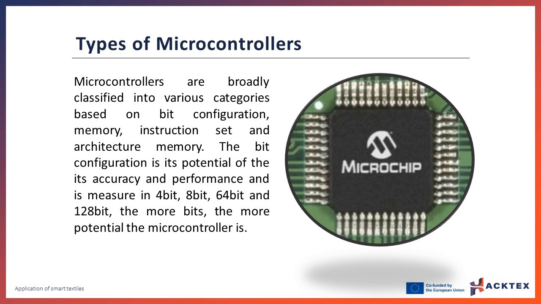Microcontrollers are broadly classified into various categories based on bit configuration, memory, instruction set and architecture memory. The bit configuration is its potential of accuracy and performance and is measured in 4-bit, 8-bit, 64-bit and 128-bit. The more bits, the more potential the microcontroller has. A further division is the two categories based on its memory configuration: the external memory and the embedded memory.